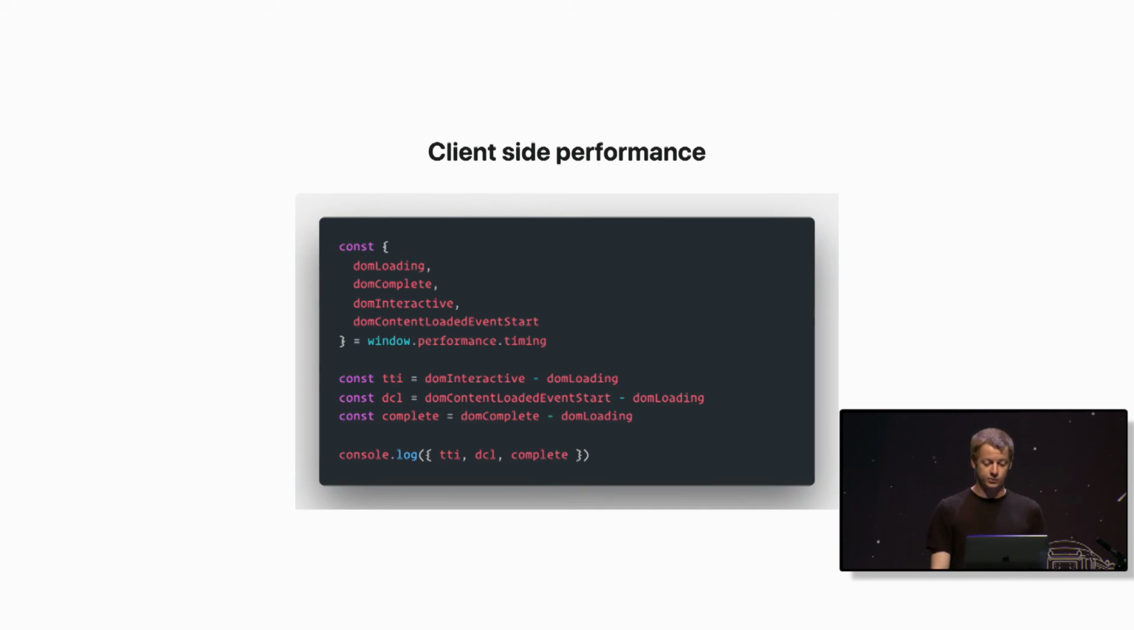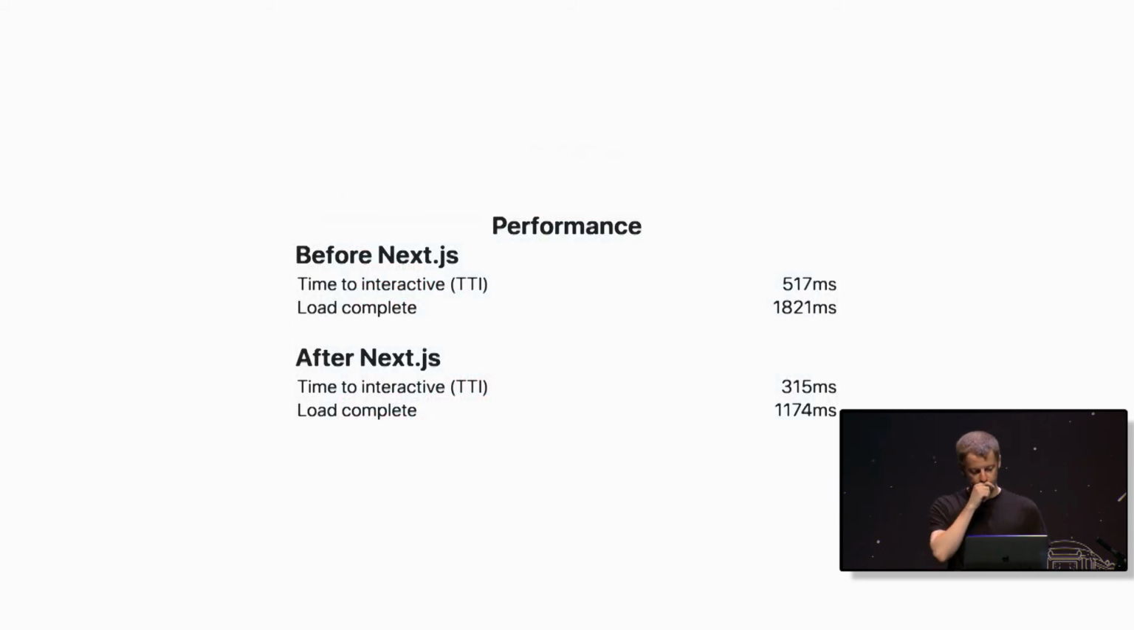And at ease, we just have a little React higher order component that does a little track call and sends all of this data to Segment. So we can see the performance that our users are seeing. So here's before and after performance from our application. As you can see, performance is noticeably better.